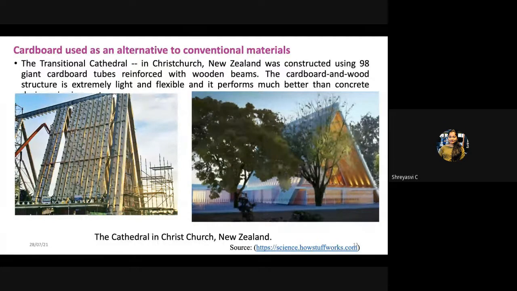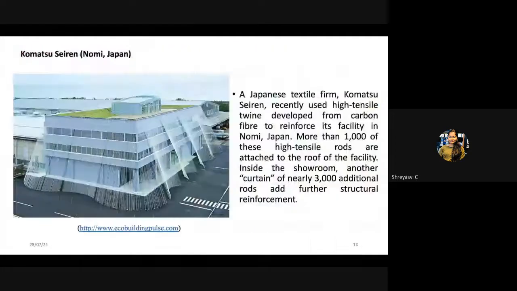Initially this type of technology began with a Japanese architect by the name of Shigeru Ban. He had designed several structures using cardboard tubes and also polyurethane as framing elements and so on. So this is one such interesting construction that has been done.